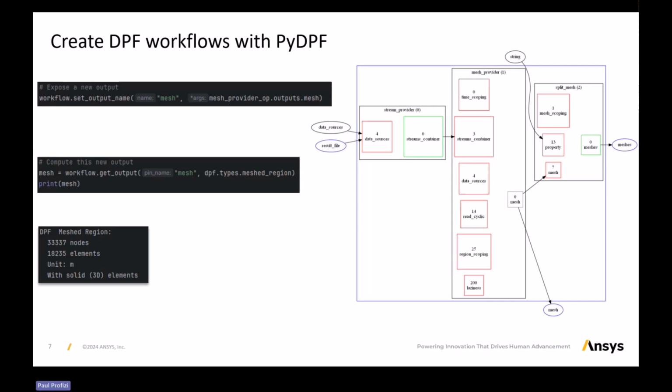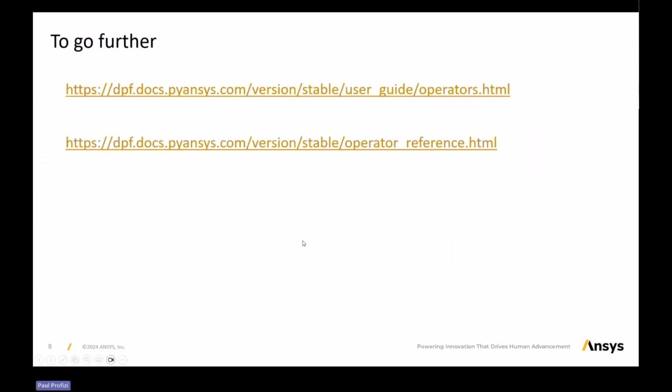Then I just wanted to show that, of course, before sharing the workflow and while I'm constructing it, I can also set different outputs. For example, here I get the mesh output of the intermediate mesh provider operator. Even though it's not at the end of the workflow, I can still expose its own output as a workflow output. So if I'm interested in intermediate steps or intermediate outputs, you can make your workflow a bit more observable. And you can see that I can get this output, and when I print it, I have the original full meshed region.